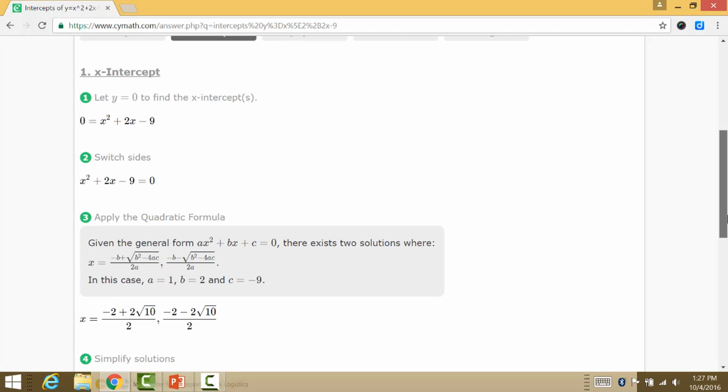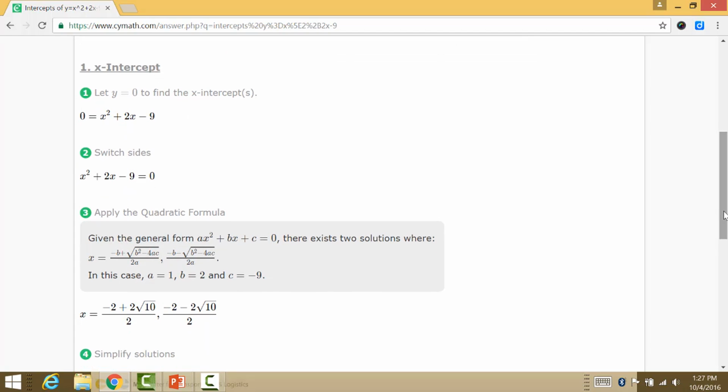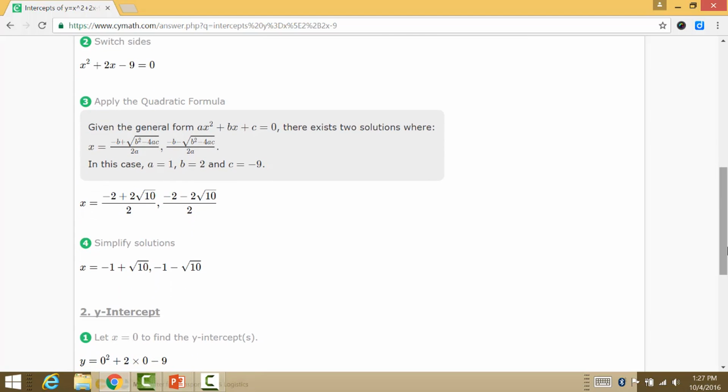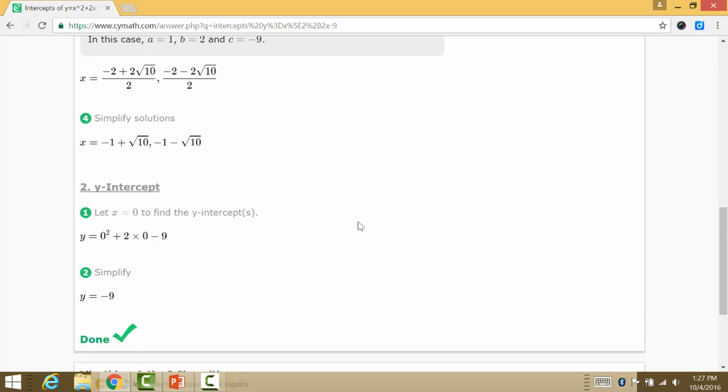Now it goes on to show how it continues to solve that. You switch the sides, you apply the quadratic formula, and you simplify the solutions. The intercepts are x equals -1 plus the square root of 10 and -1 minus the square root of 10. It automatically calculates the y-intercept as well. It lets x equal 0 and finds the y-intercept at that point, which is -9.